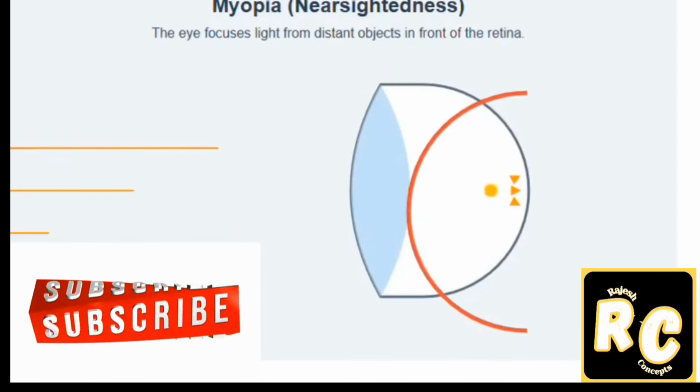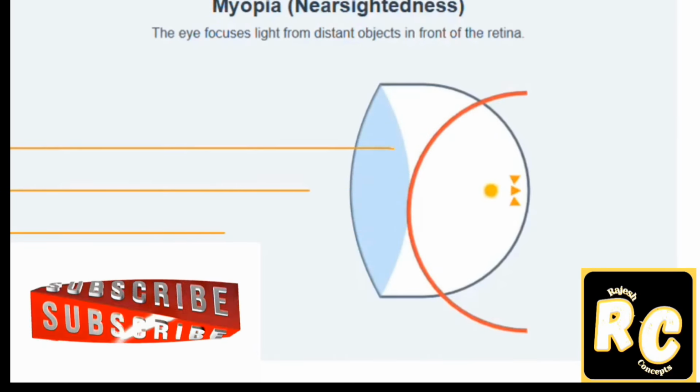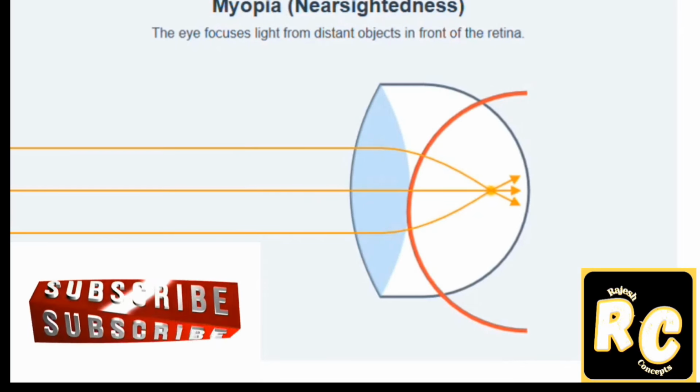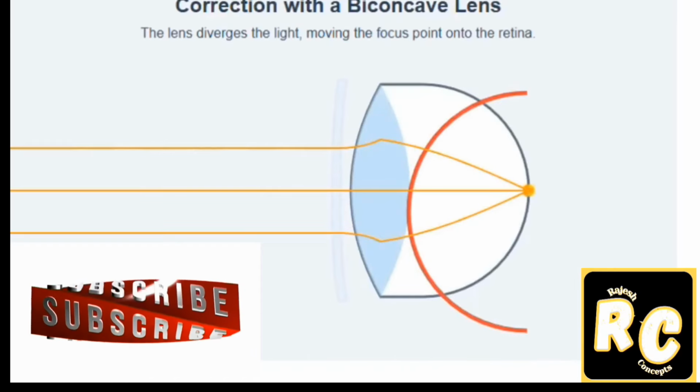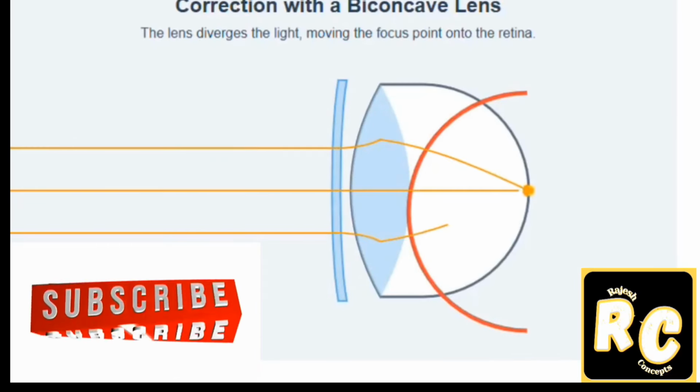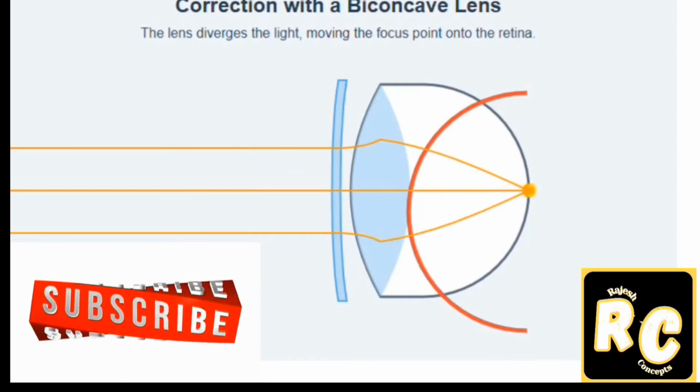This is the simple ray diagram for myopia. Here the image forms in front of the retina. So now we are putting a biconcave lens and the image forms exactly at the retina.